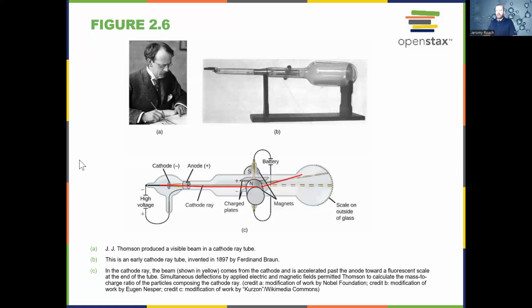But this is what the cathode ray tube looks like. So he had high voltage here on the left side, and there's something called a cathode that's a negative charge, and an anode is positively charged. And then he has a battery connected to that with some of these charged plates between them. And we could see the beam in the cathode ray tube.